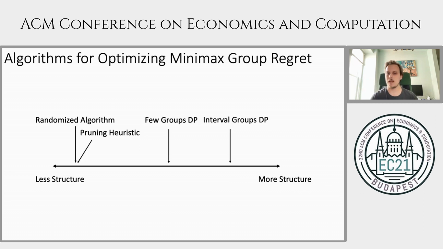And in that case, we provide an algorithm that optimizes the minimax group regret, and it runs in polynomial time with respect to all of the problem parameters. Okay, but in the talk today, I'm just going to focus on this randomized algorithm and this pruning or sparsification heuristic. But I'm happy to talk about the other ones offline, and they're in the paper as well.